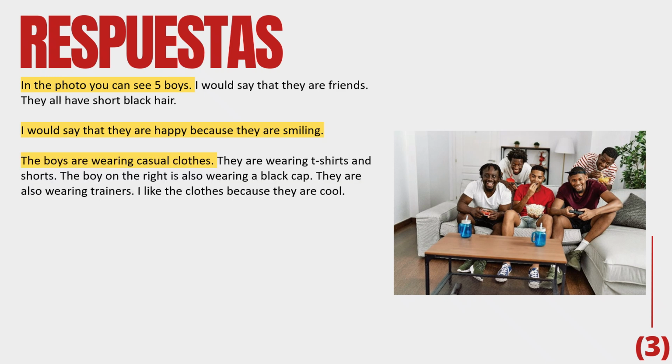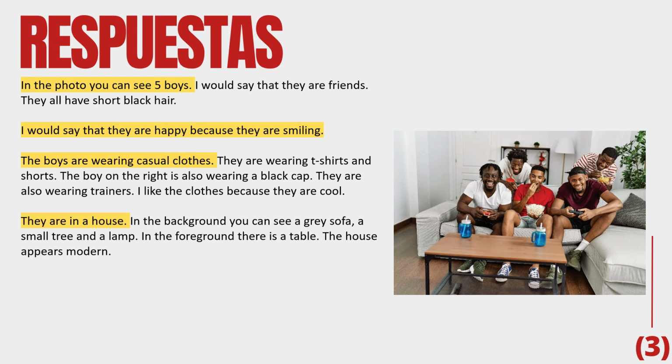The boys are wearing casual clothes. They are wearing t-shirts and shorts. The boy on the right is also wearing a black cap. They are also wearing trainers. I like the clothes because they are cool. They are in a house. In the background, you can see a grey sofa, a small tree, and a lamp. In the foreground, there is a table.